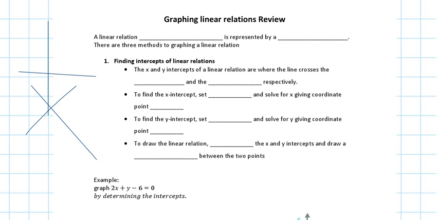Now, the question is, how do I write straight lines in math? How are they represented in an equation? The general form of a linear equation is ax plus by plus c equals 0. You're going to see that a, b, and c are going to be numbers. x and y are going to stay as letters. And it is represented by a straight line.